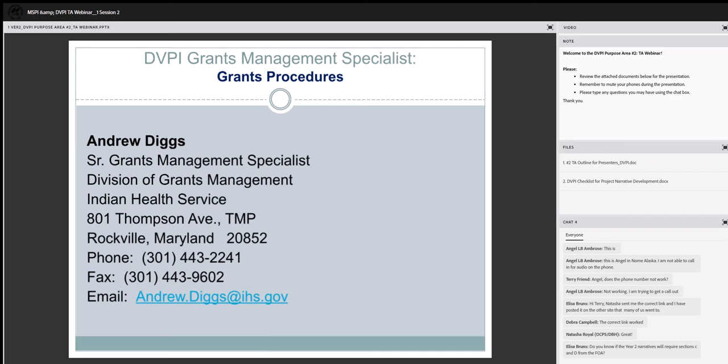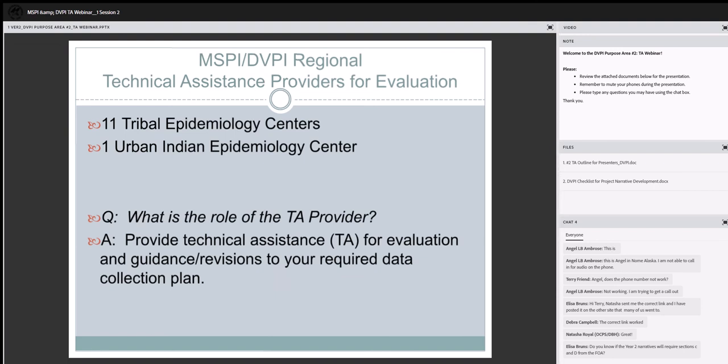Then your grants management specialist is Andrew Diggs. If you have questions specific to the grant process, excuse me. And then the technical assistance providers for the data collection tool are through 11 tribal epidemiology centers and 1 urban Indian epidemiology center. And you should have been in contact with them when you were in Denver and gone over kind of what your plan for data collection is going to be, or how to contact them and what meetings you guys have set up.